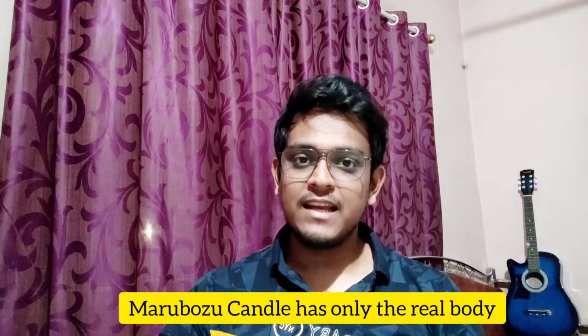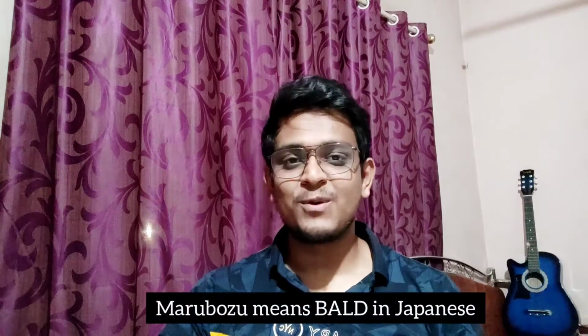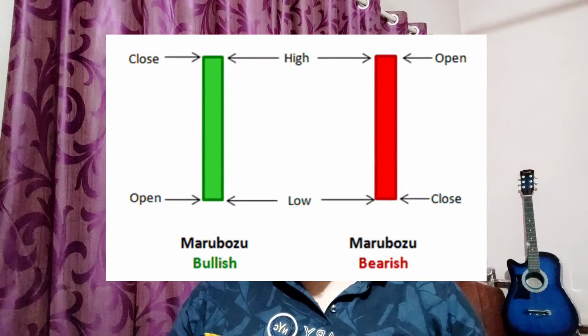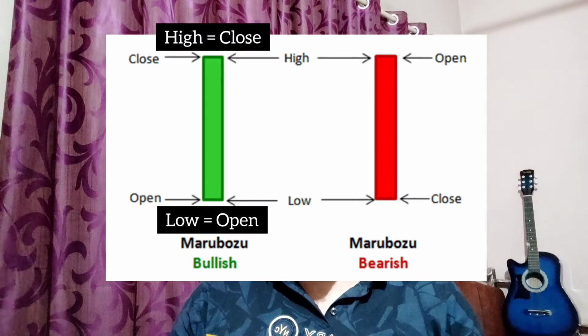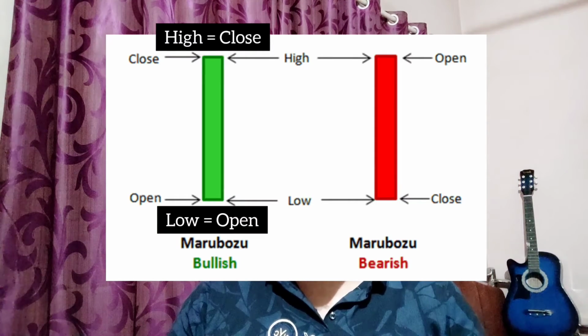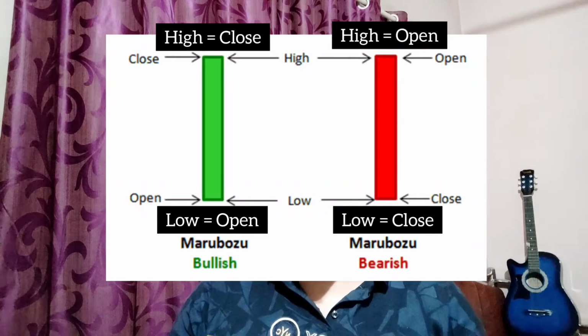A Marubozu is a candle which just has the real body. It has no upper shadow and no lower shadow, and that is why the name Marubozu comes from the word bold in Japanese. To understand this better, take a look at this image. In a bullish Marubozu candle, the low is the same as the open and the high is the same as the close. So you can see that there is no upper shadow and no lower shadow. And the reverse is applicable for a bearish Marubozu candle.